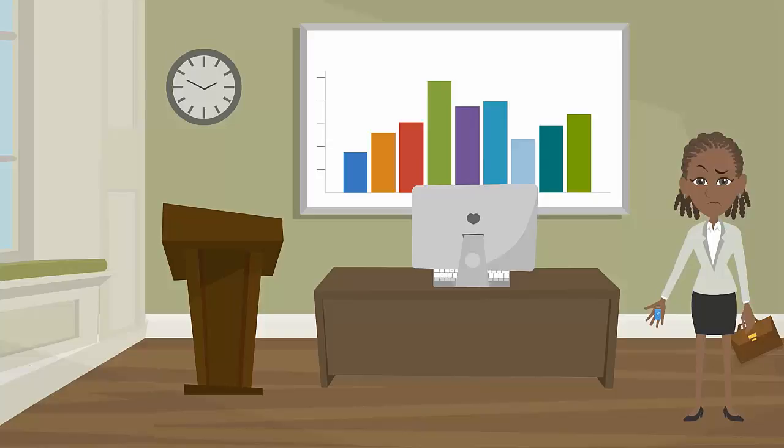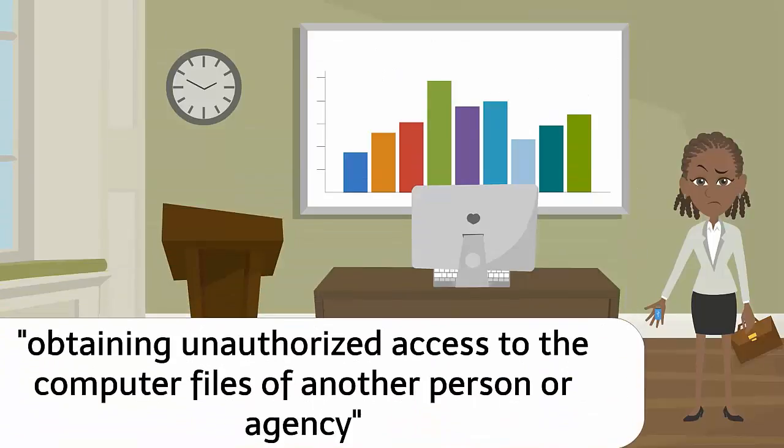This is a classic case of cheating. The Code of Conduct defines obtaining unauthorized access to the computer files of another person or agency as cheating, and Alexis would be in violation.